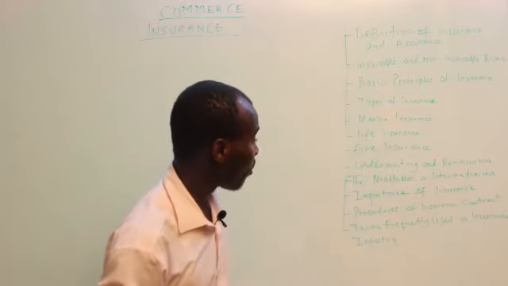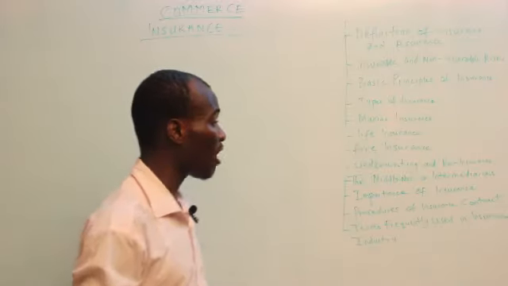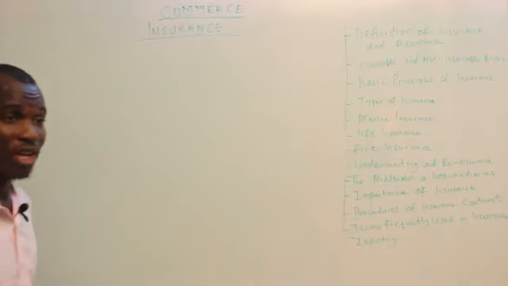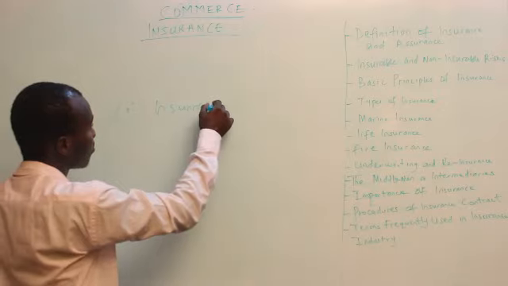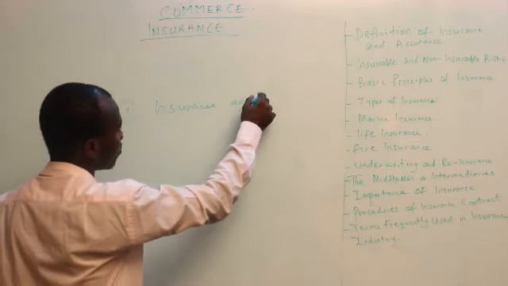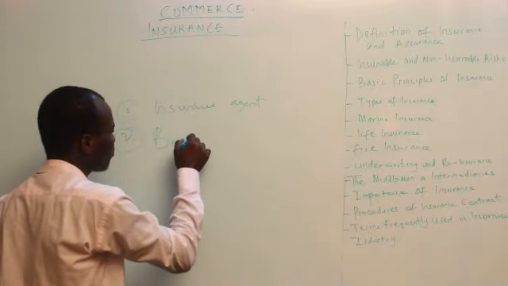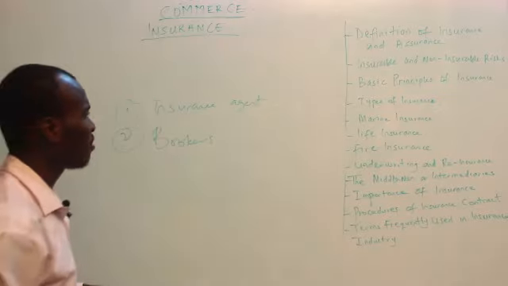The next thing we have on the list is the middlemen or intermediaries. Usually we have two intermediaries in an insurance contract: the insurance agent and the brokers.